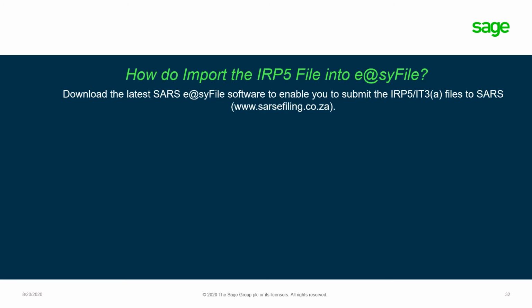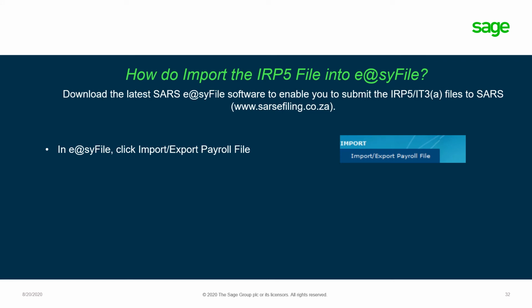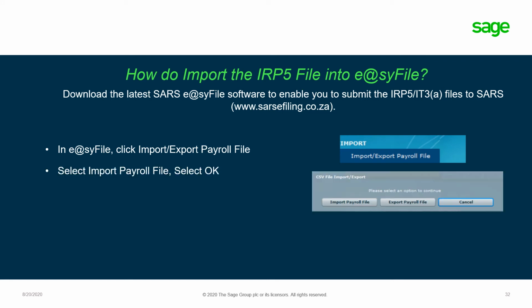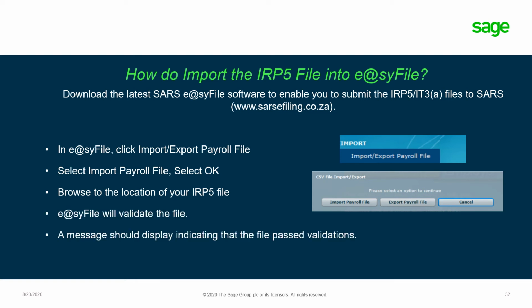How do I import the IRP5 file into EasyFile? Download the latest SARS EasyFile software to enable you to submit the IRP5 IT3A files to SARS. In EasyFile, click on Import Export Payroll File. Select the Import Payroll file and select OK. Browse to the location of your IRP5 file. EasyFile will validate the file. A message should display indicating that the file has passed validations.